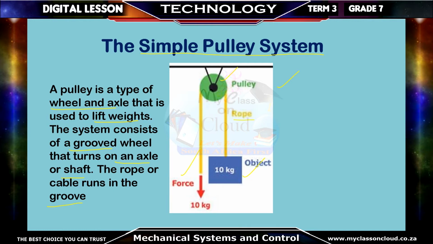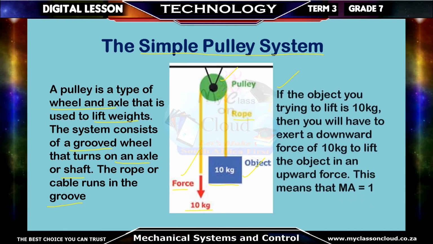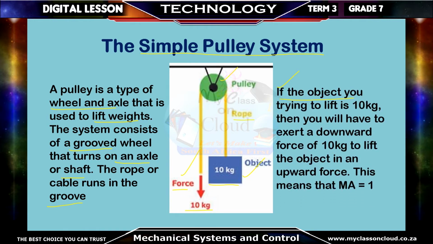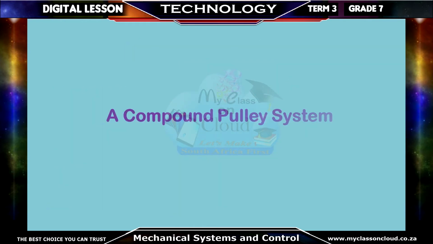That means if you have a load of 10 kilograms, you have to apply a force of 10 kilograms to lift the load. If the object you are trying to lift is 10 kilograms, you will have to exert a downward force of 10 kilograms to lift the object in an upward direction. This means the mechanical advantage is 1.